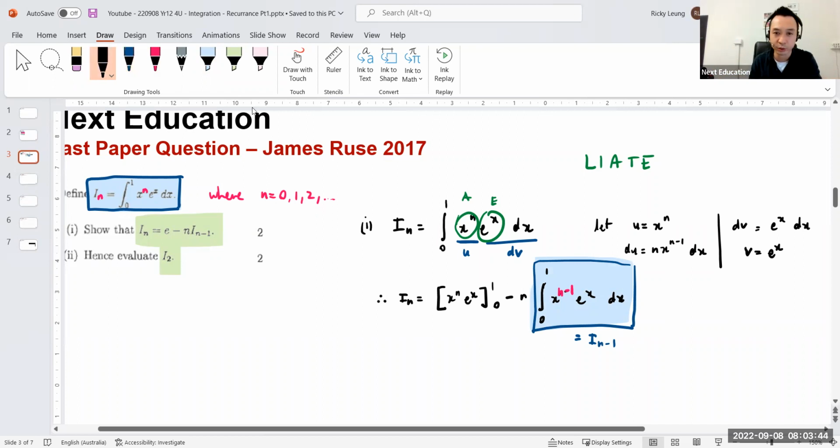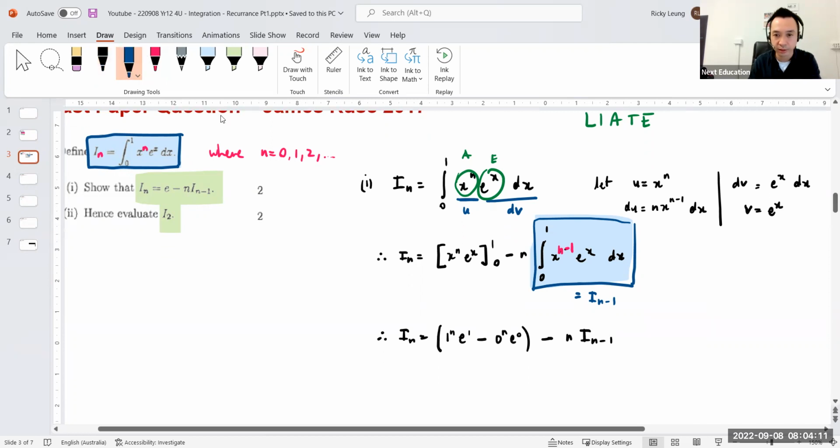Beautiful. So we're going to do 2 steps. Therefore, In equals, now sub the limits in, first step. So that's 1 to the power of n, don't need to know what n is, e to the power 1, minus 0 to the power of n, e to the power 0. Sorry, minus, that's n now times this new term of I(n-1). Guys, that's just e, because the 0 goes away. So therefore, I've proven my recurrence statement.